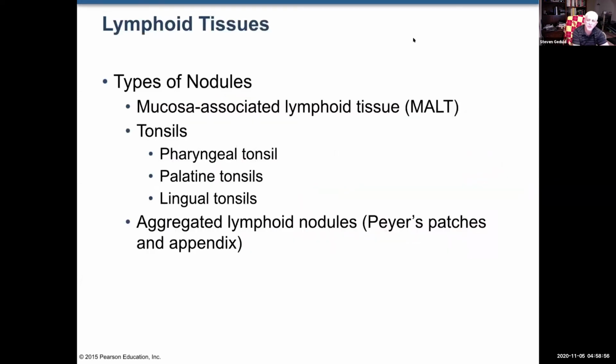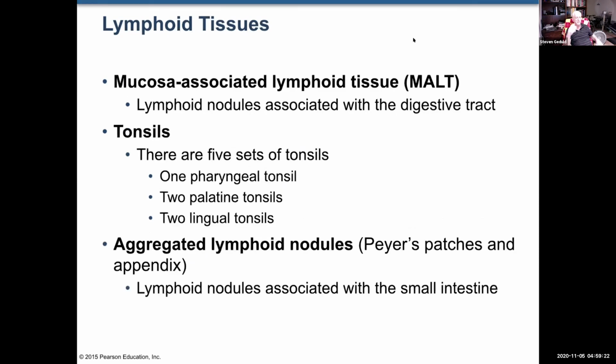Okay, there's different types of nodules. There's the MALT nodules, mucus-associated lymphoid tissue. Okay, there's tonsils, the pharyngeal tonsils, palatine tonsils, and lingual tonsils. And you have aggregate lymphoid nodules. Those are your Peyer's patches and your appendix. The appendix is on the digestive system and attaches to the cecum, which we haven't talked about yet, but it's the very beginning of the large intestine. We saw that in the lab on Monday.